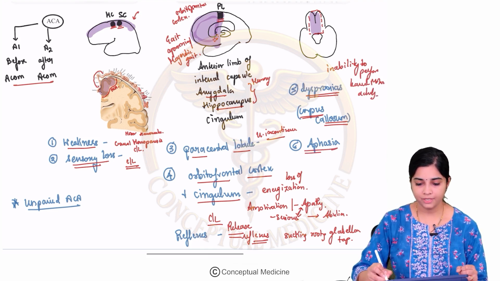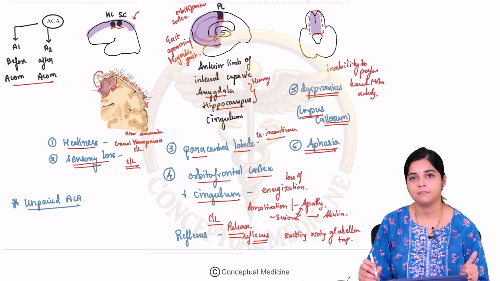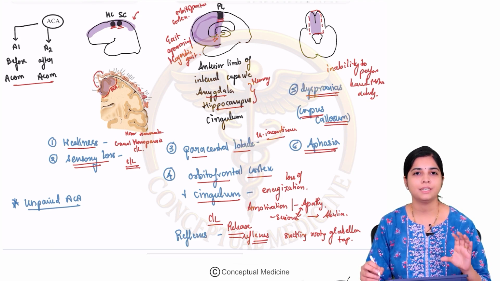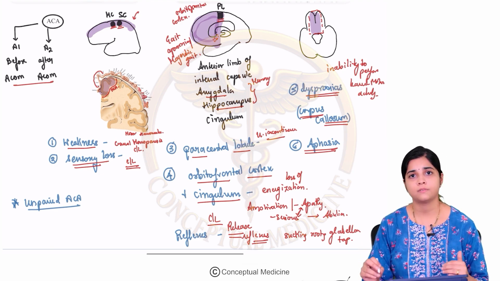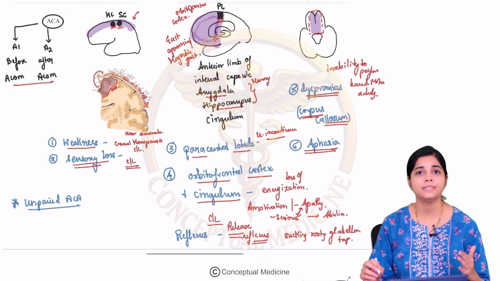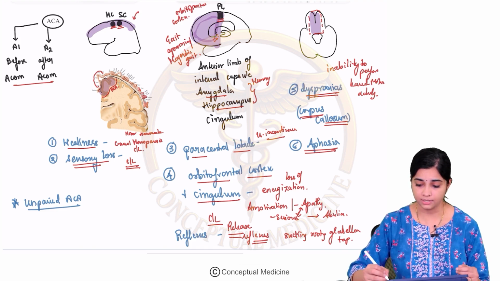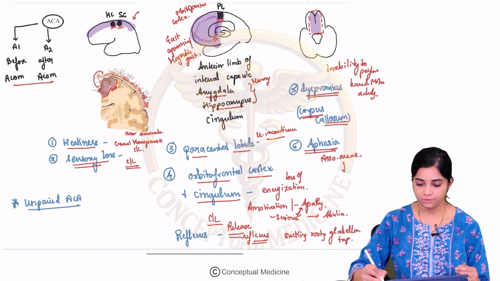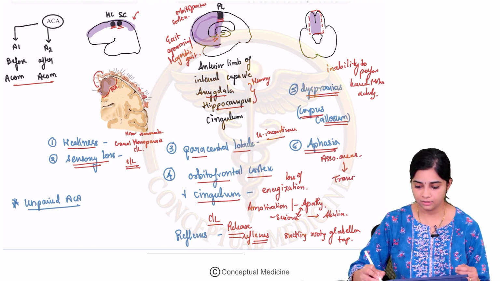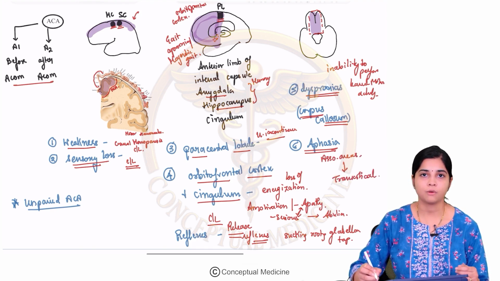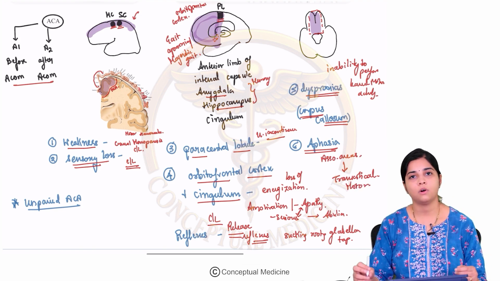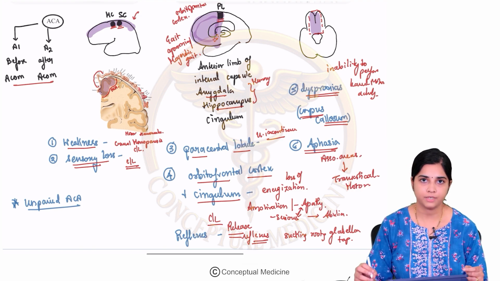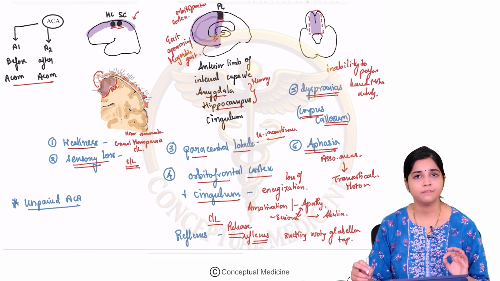Then aphasia. What type of aphasia will you get? The predominant area is the orbitofrontal cortex, right? So it is not damage to your Broca's area or Wernicke's area per se. It is predominantly damage to your association areas. Because association areas are affected, you can have transcortical aphasia. What type of aphasia? Transcortical motor aphasias are common in ACA territory infarcts. Okay, so this is very clear.